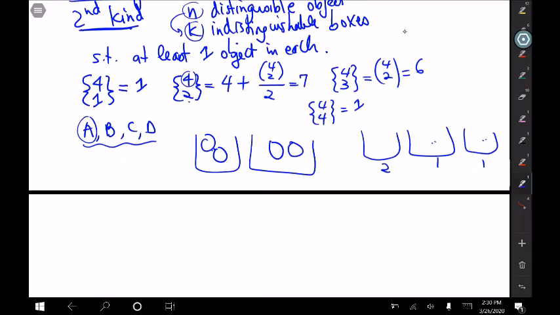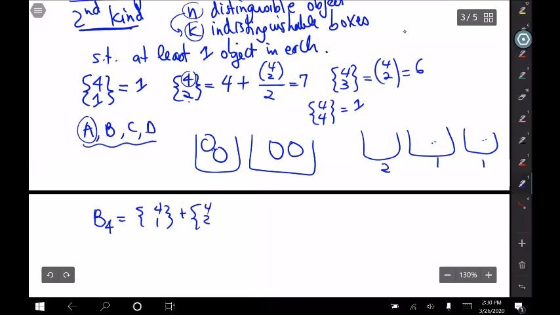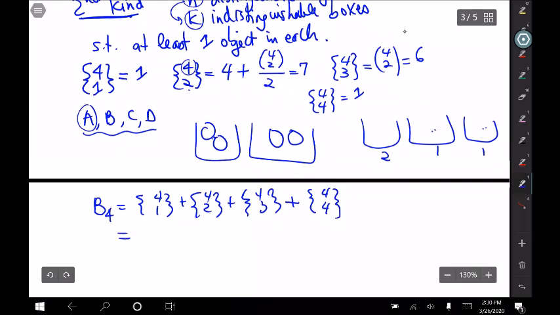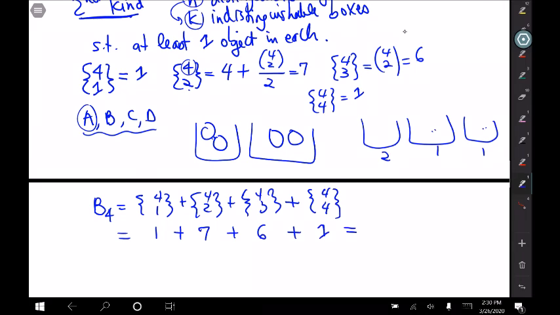In fact, there's even a formula. There's also something called Bell numbers. Bell 4 would be just the sum of those things: 4 choose 1 plus 4 choose 2 plus 4 choose 3 plus 4 choose 4. When I say choose, you know what I mean. If you were to add these numbers, what does it come out as? So 1 plus 7, which we just found, plus 6 plus 1, and that is 15. That's interesting. All right, we can discuss the Bell numbers another time.